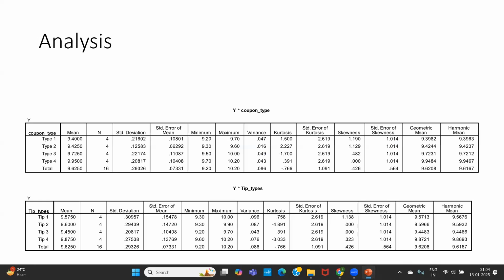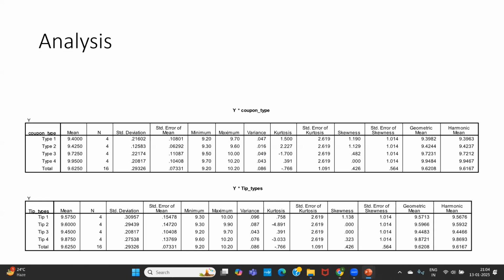Look here. The first table is for the coupon types. There are 4 types of coupons. By using SPSS, I analyzed this data. There is the mean, the average of type 1, type 2, type 3, and type 4 coupon, and the combined average. The number of observations is 4 for each, and 16 observations in total.